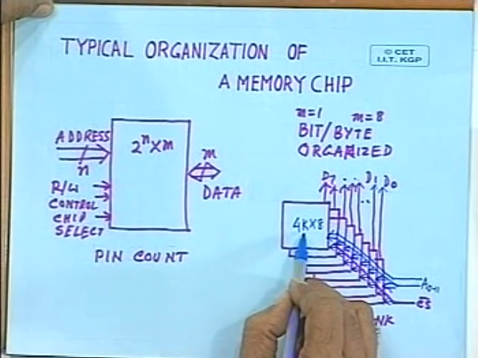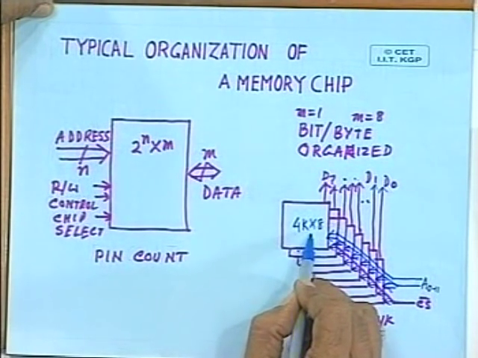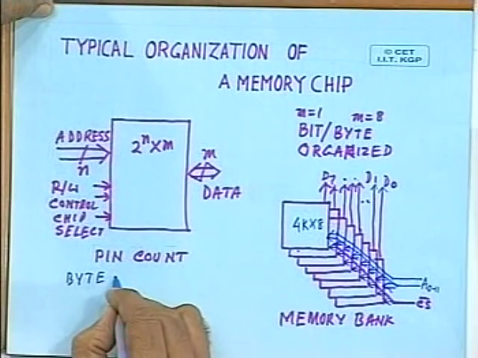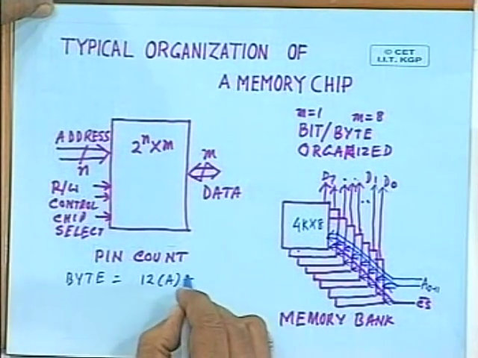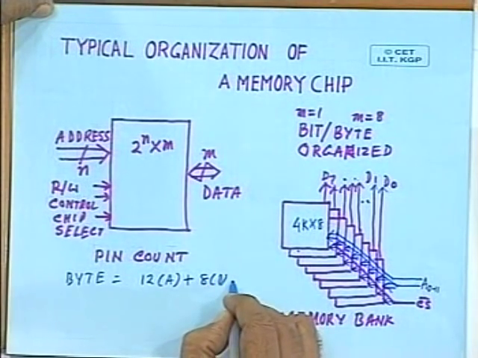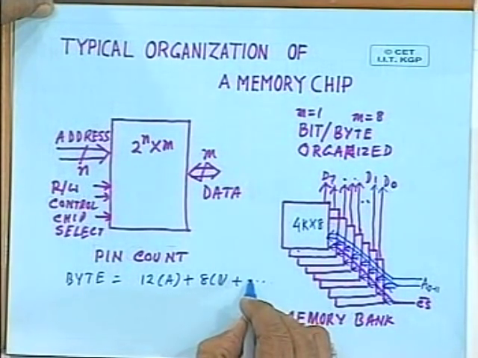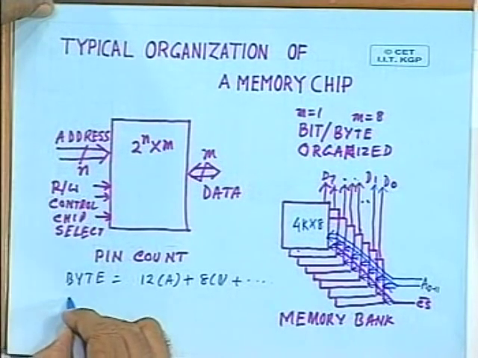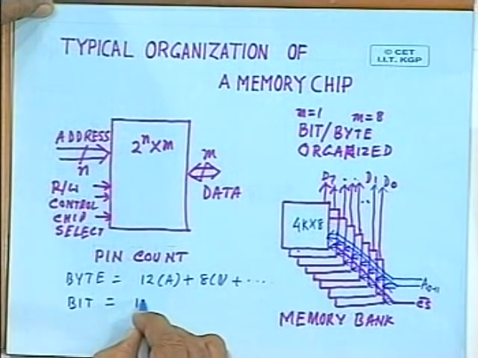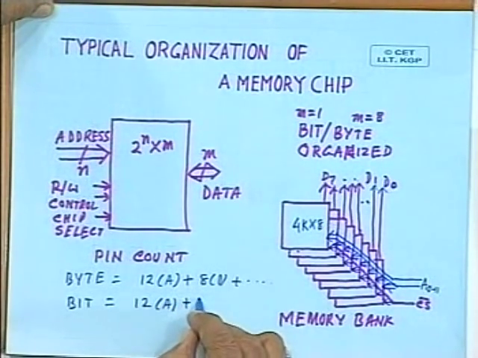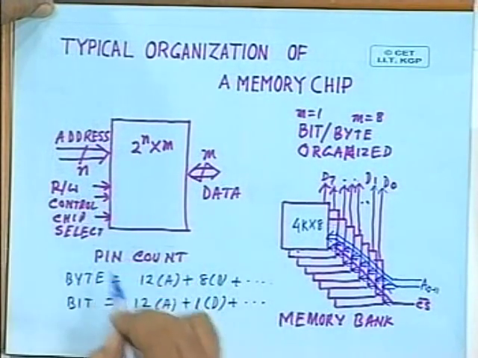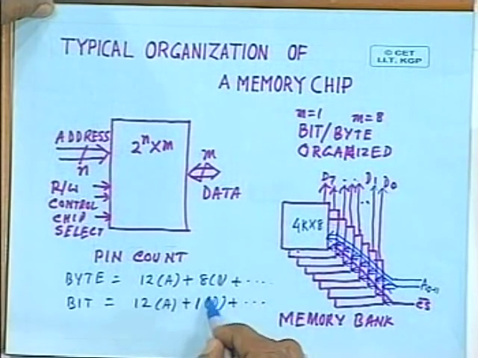For example, for 4K into 8 organized memory chip, you will require 12 address lines plus 8 data lines if it is byte organized, apart from various other pins for supply voltage, read-write control, chip select, and so on. On the other hand, if it is bit organized, then you will require 12 for address plus 1 for data, and these numbers will be same for voltage, read-write control, and chip select. So you see, the number of pins required is less by 7.